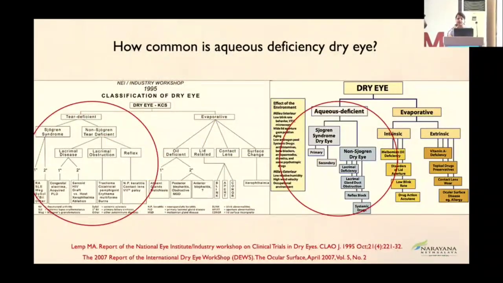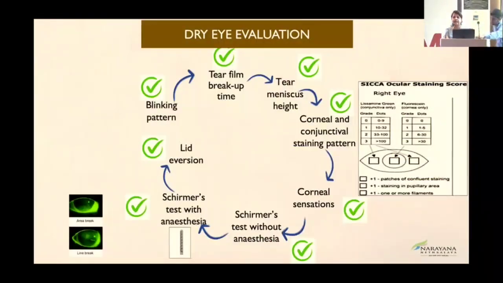In the classification, we see the causes to be Sjogren's syndrome, non-Sjogren's syndrome that include lacrimal disease, obstruction, reflex-related diseases, and of course the autoimmune diseases. Now, the basic evaluation of dry eye that includes all our clinical tests can also include something called ocular staining to diagnose these patients, because when the patient presents to us, we need to classify it as aqueous before proceeding with the treatment.